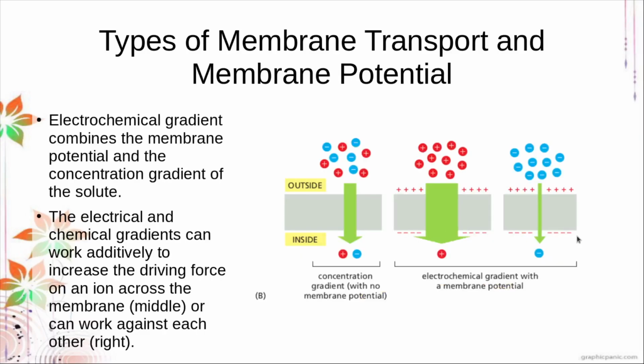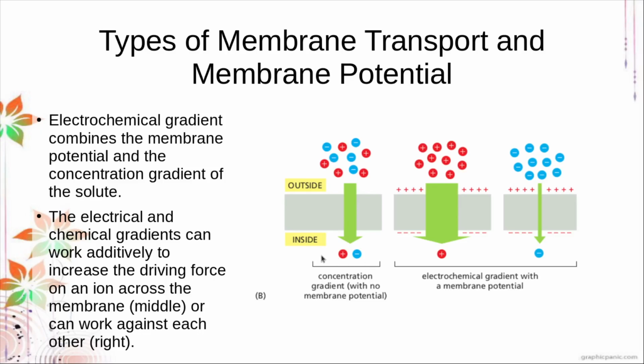So as I mentioned earlier, aside from the concentration gradient, we also have the electrochemical gradient. Actually, it's the electrical gradient. So the electrochemical gradient combines the membrane potential and the concentration gradient of your solute. So when you talk about membrane potential, it's the difference between the charges on one side of the membrane versus the other side of the membrane. So here you have a difference in the membrane potential. So in here, we have just simply a concentration gradient. So looking at the simple concentration gradient, for passive diffusion, the push is just from higher to lower concentration.